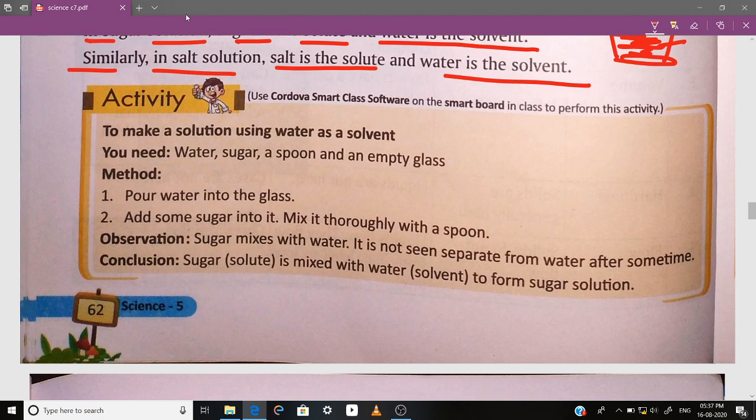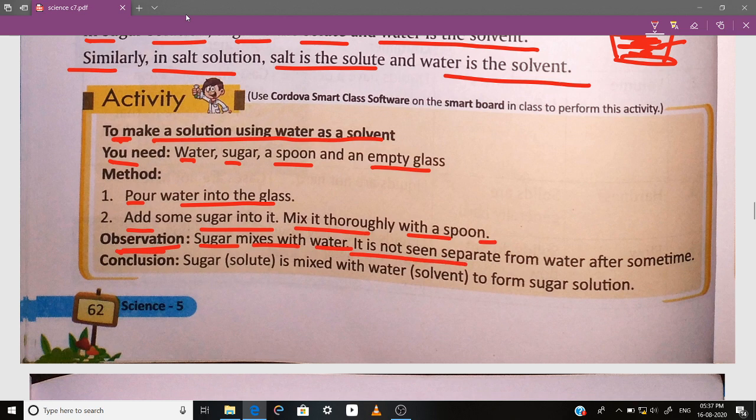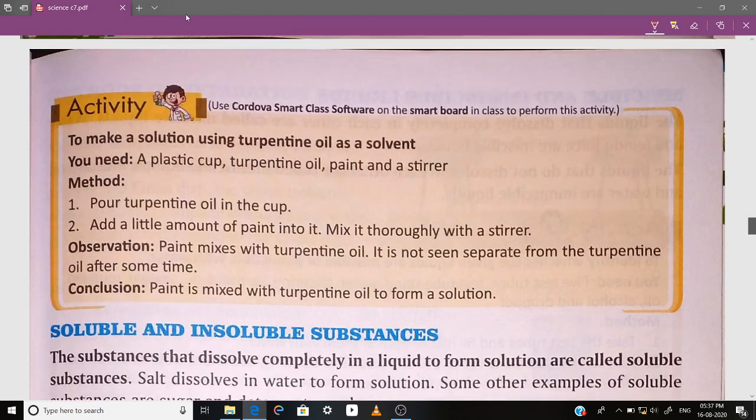Now there is an activity which you can perform at home to make a solution using water as a solvent. You need water, sugar, a spoon and an empty glass. Pour water into the glass, then add some sugar into it, and mix it thoroughly with a spoon. Now, what do you have to observe? Sugar mixes with water, it is not seen separate from water. After some time, the sugar, which is the solute, is mixed with the water, which is the solvent, to form a sugar solution. So now you will get a sugar solution.